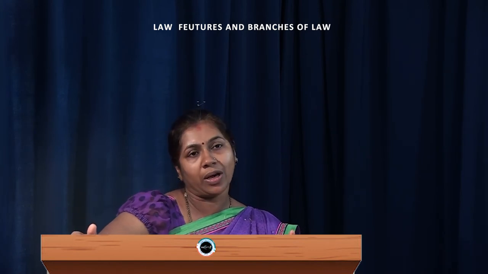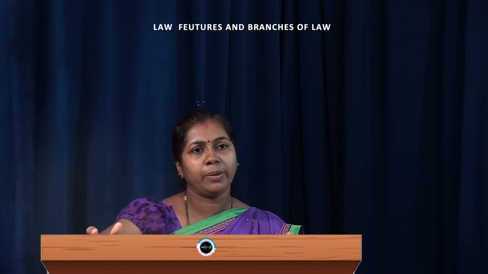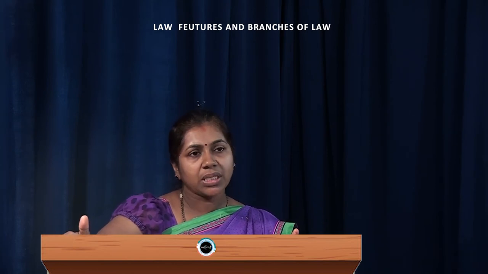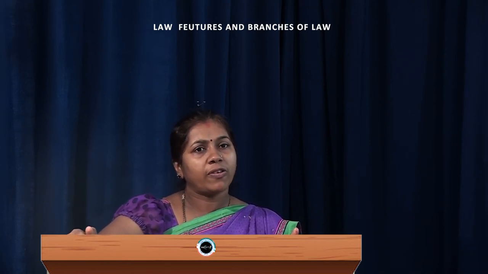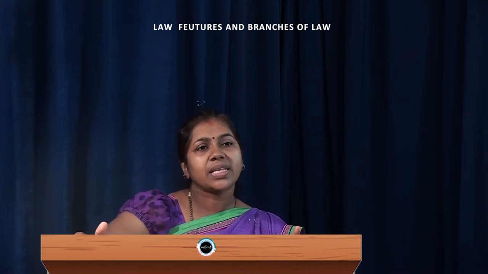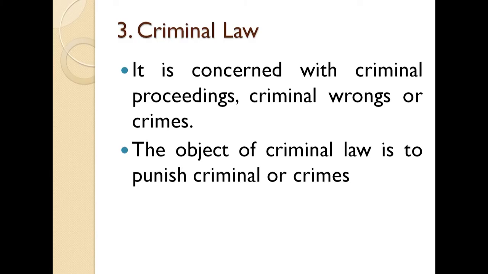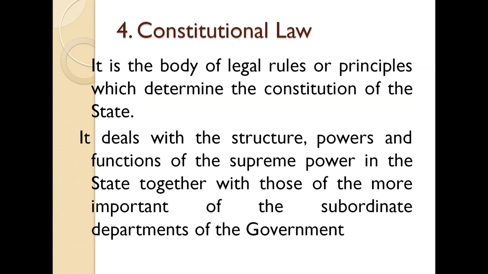Third one, criminal law. As we know, in the society, there are people who are committing crimes. So there is a need of some set of rules and regulations to deal with such aspects. That comes under criminal law. It is concerned with criminal proceedings, criminal wrongs or crimes which are committed by the people in the society. The main object of criminal law is to punish the criminals or crimes committed by the people of the society.